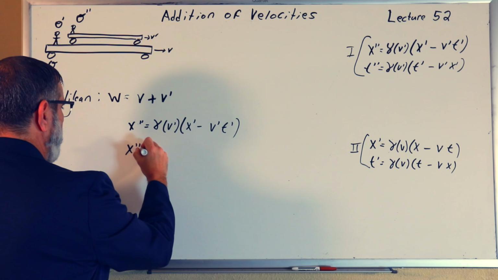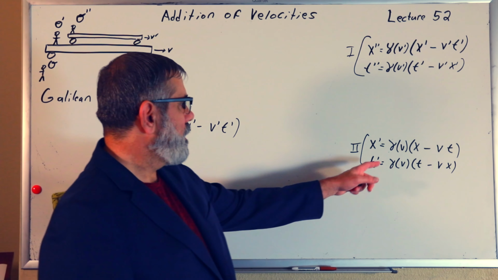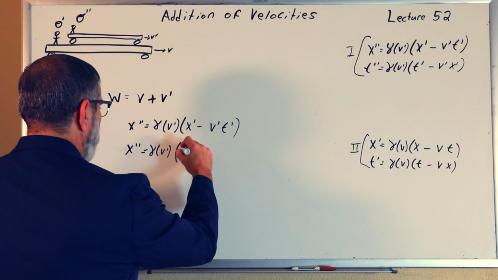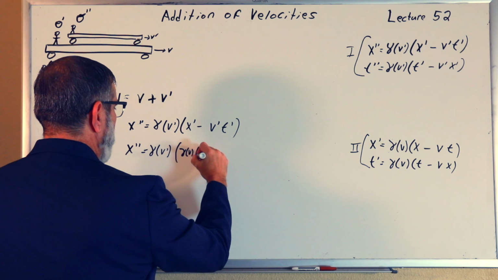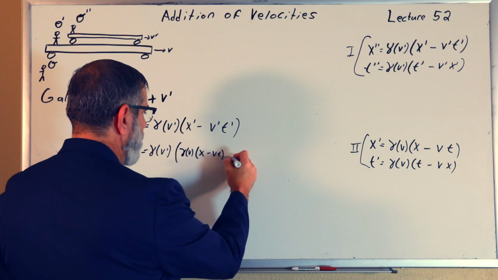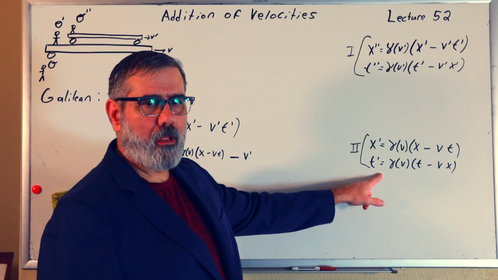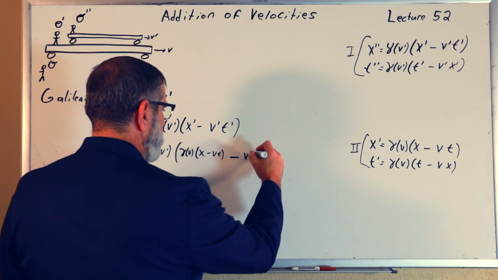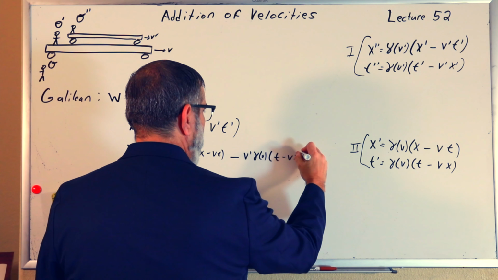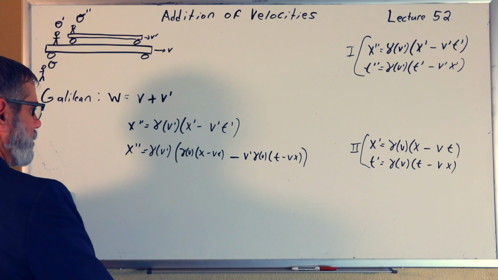So x double prime equals gamma v prime times the quantity, and I'm going to substitute x prime in from here. That'll be gamma v times the quantity x minus vt, right? Minus v prime times t prime. The t prime I'm going to pull in from here. See it? So t prime is gamma v times the quantity t minus vx. Okay? See what I've done? Yes.